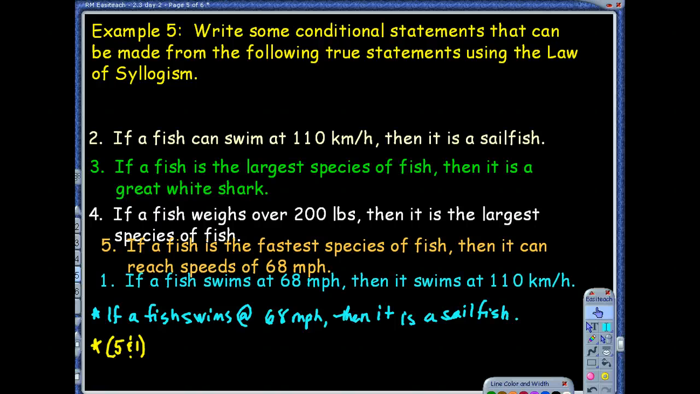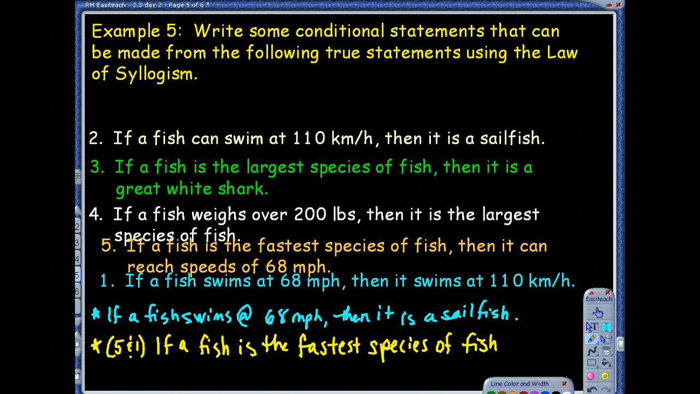Yeah. Okay. It's exactly what Mrs. Hoker is saying. So what would I say? Or what did I write? A fish is the fastest species of fish. Say that 10 times fast. I could barely say it once. I know. We made it then, hard. Write slower than Mrs. Hoker's talk. Then it is a sailfish.